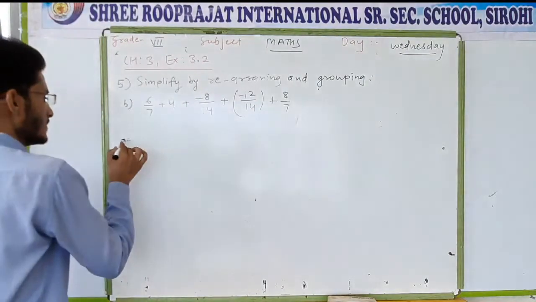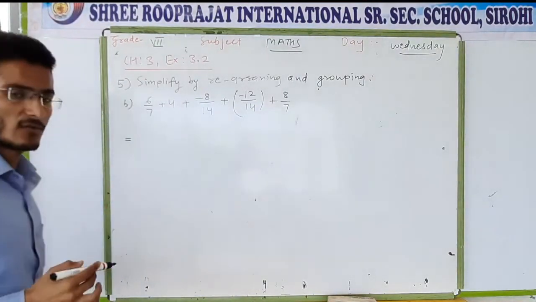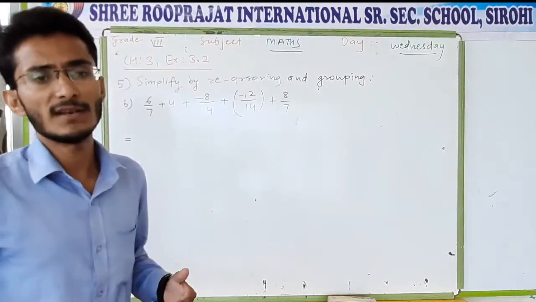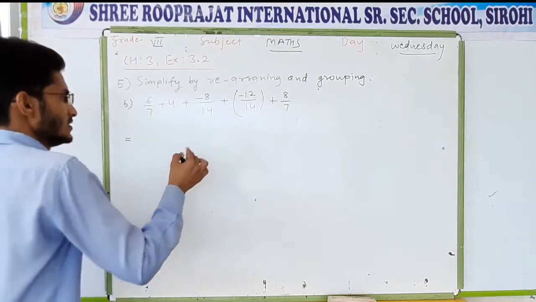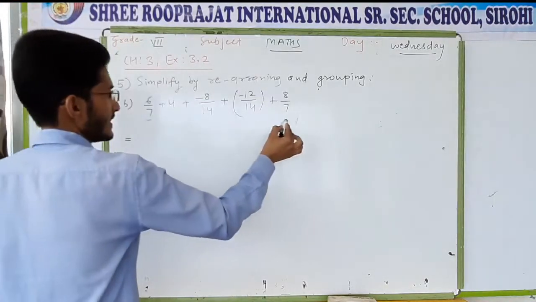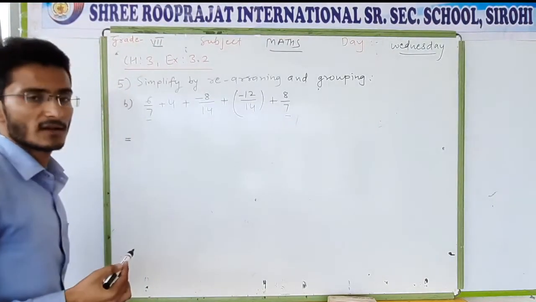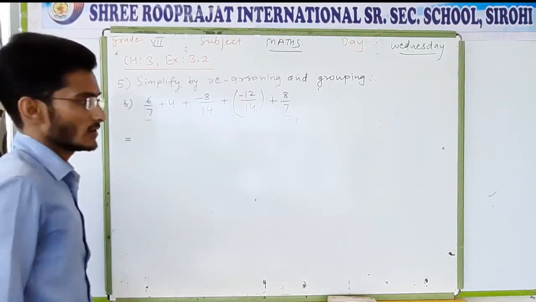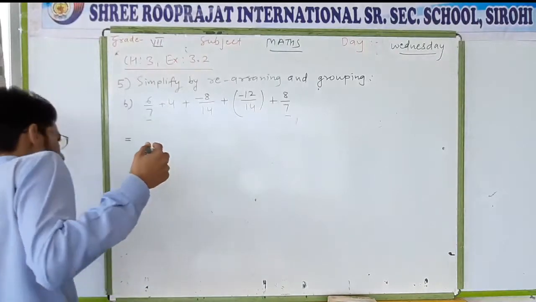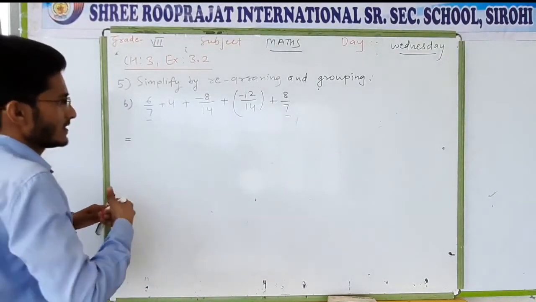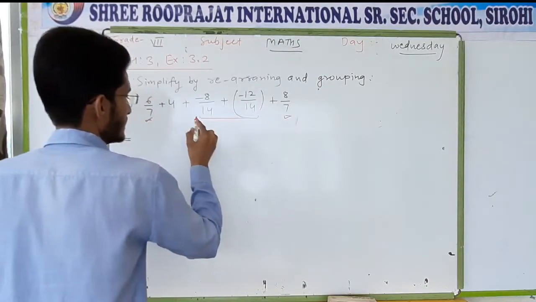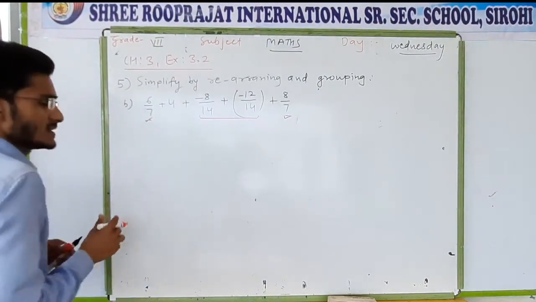So you have to just make a group of those numbers which have a common denominator. That means denominator is the same. You can see here a 7 and 7. You can make a group of these two numbers, and 14 and 14. You can make a group of these two numbers. Okay. So if we rearrange these two and this one and this one, still after that the 4 is remaining.